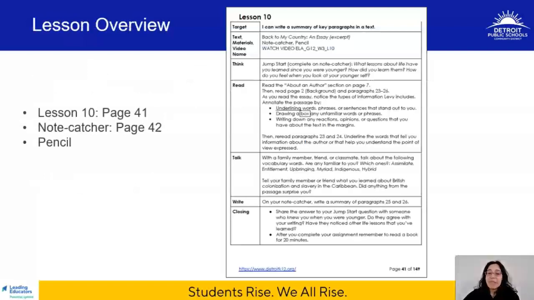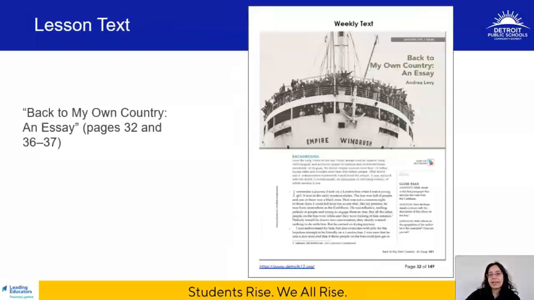So for today, like I said, we are on lesson 10, which you can find on page 41 of your learning packet. You'll also need access to the note catcher, which is on page 42, and then as always, just something to write with. And the text that we are reading today is called Back to My Own Country, an essay by Andrea Levy. And what we'll need today specifically is page 32 and then pages 36 and 37. So go ahead and make sure you have access to all of your materials before moving on with the video.